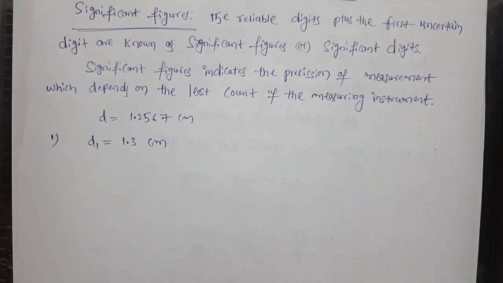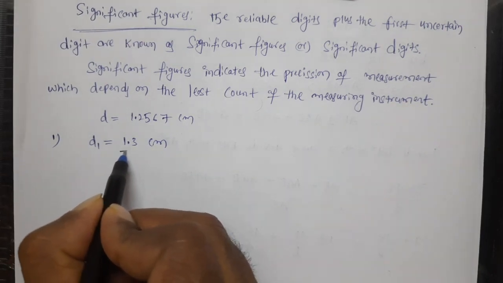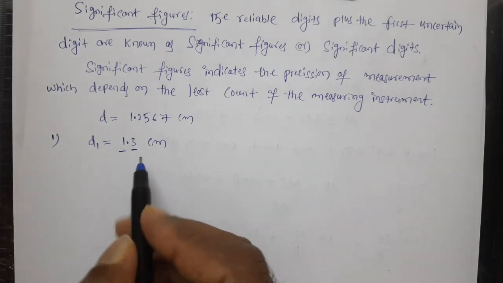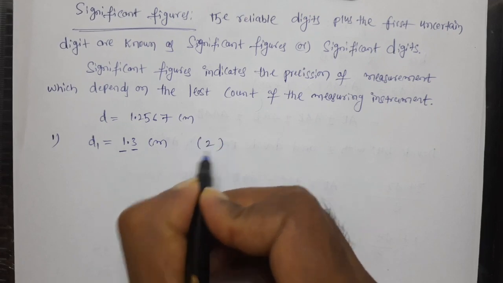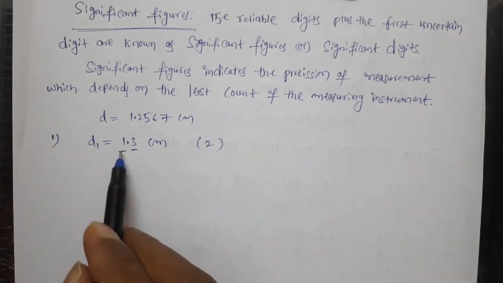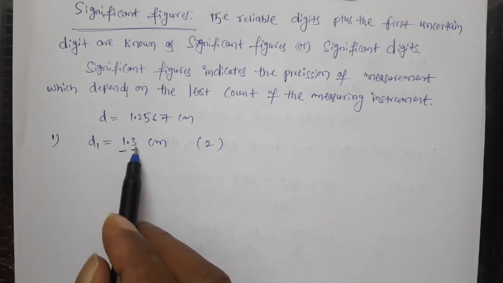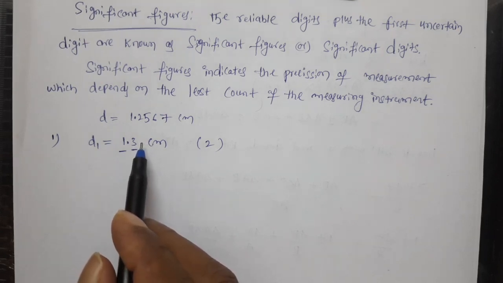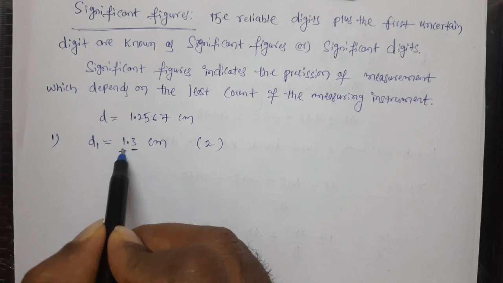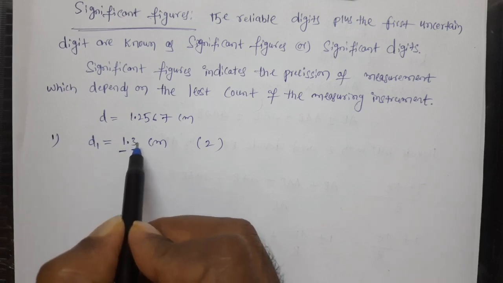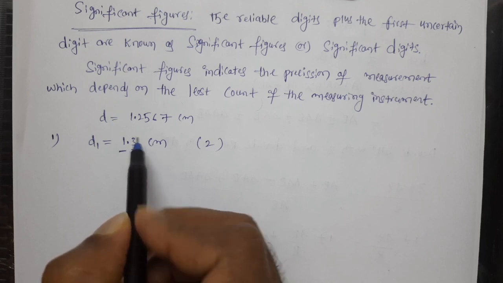So here this is a reliable digit and this is called the uncertain digit, isn't it? So in total how many significant figures do we have here? Two significant figures. This is the reliable digit and this is the first uncertain. Uncertain means it may be true, it may not be true. So 1 is okay, 1 centimeter is there, but this 3 is the uncertain digit. It may be true, may not be true.